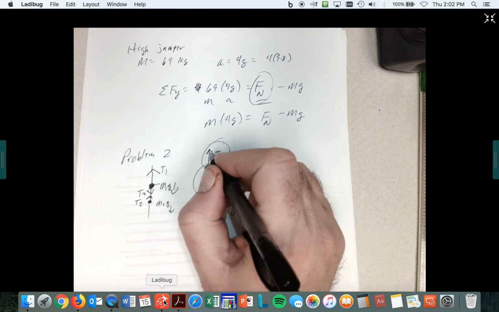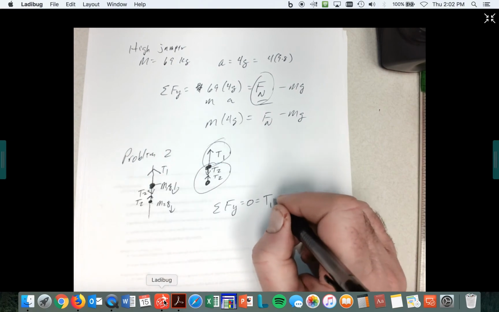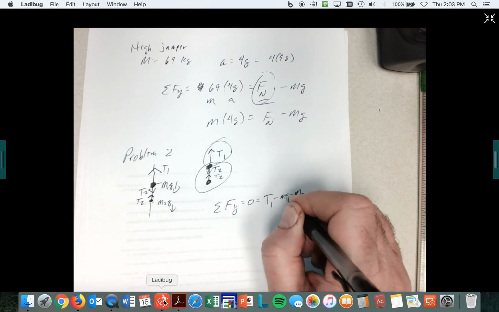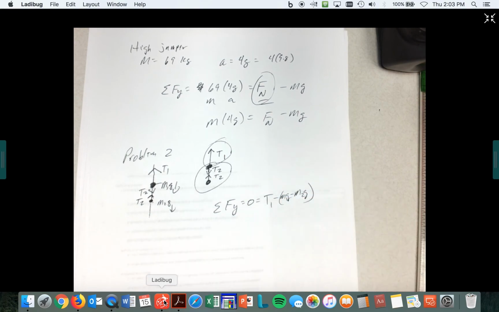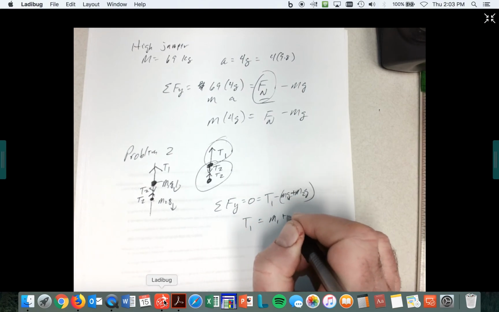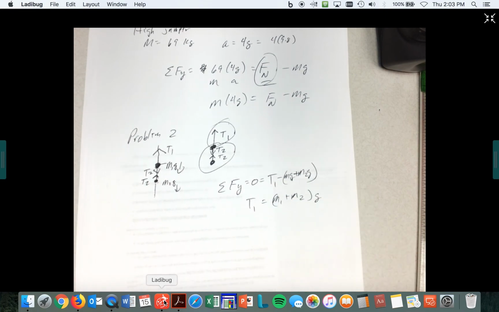So what are my forces? Well, I got T1 going up, minus M1G, minus M2G. You look at the entire thing pulling down on it. So now that I put those parentheses around, I got to change that to a plus sign. So T1 is equal to (M1 plus M2) times G.